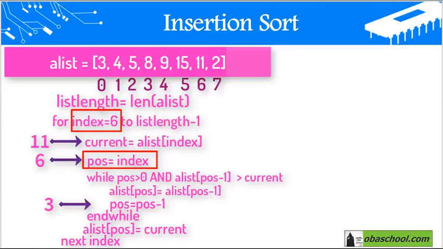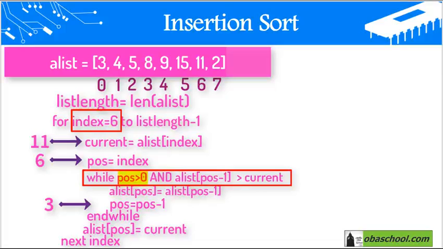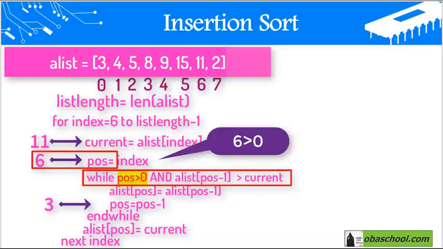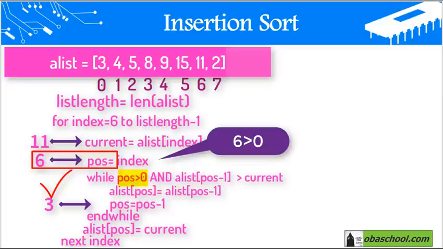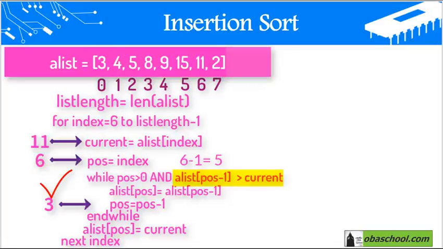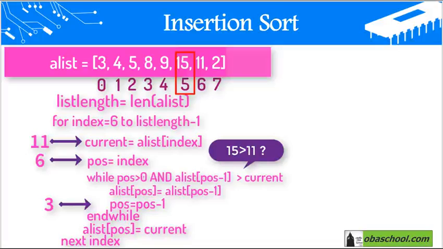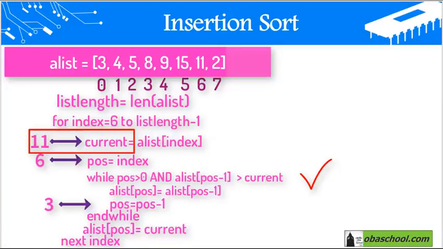And we put in pose the index, which is 6. Now we enter the loop while pose, which is 6 greater than 0; this condition is true. And a list pose minus 1, which is 6 minus 1, is now 5. So the value found in index 5 is 15. Is 15 greater than the current, which is 11? The condition is true. So we enter the loop while to switch the numbers.